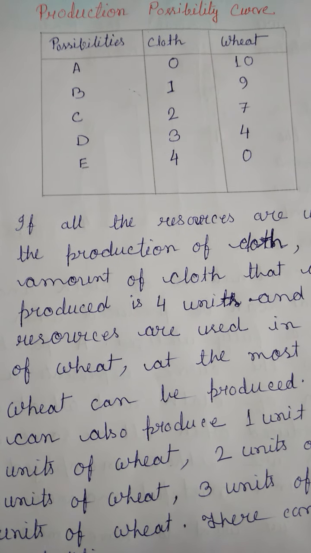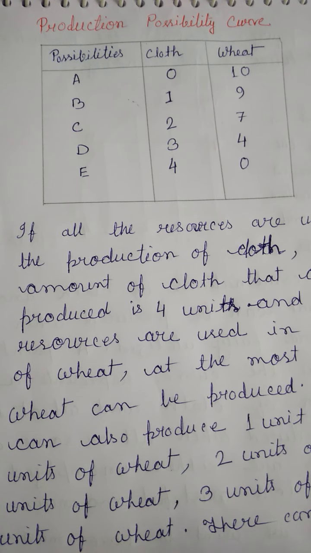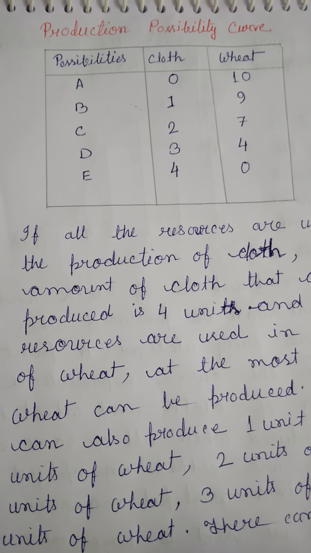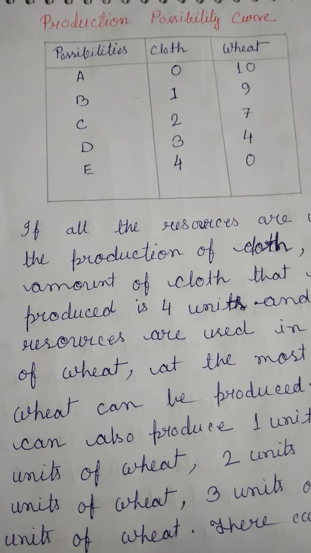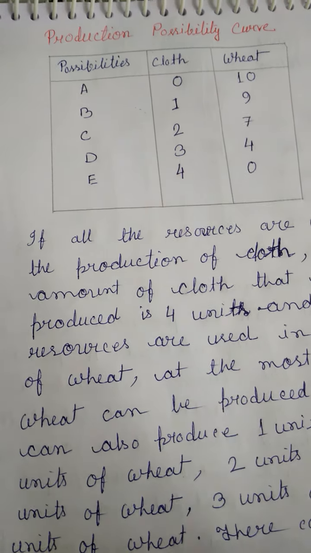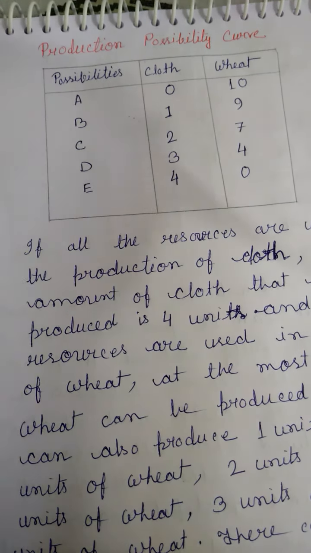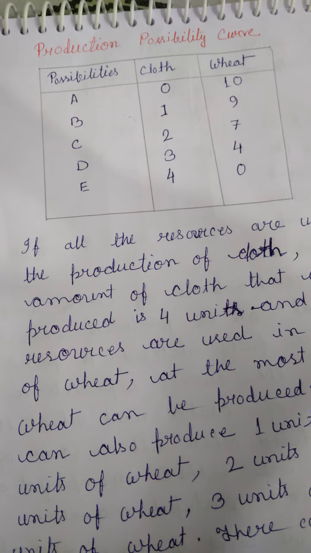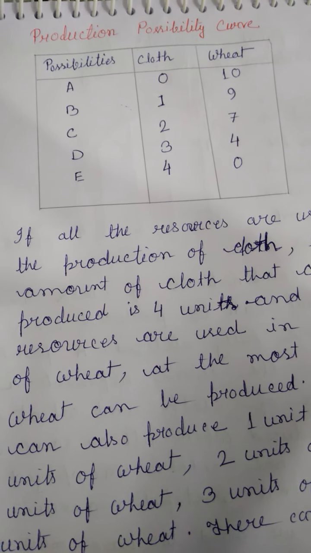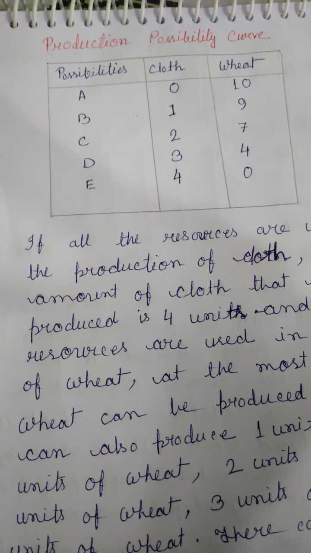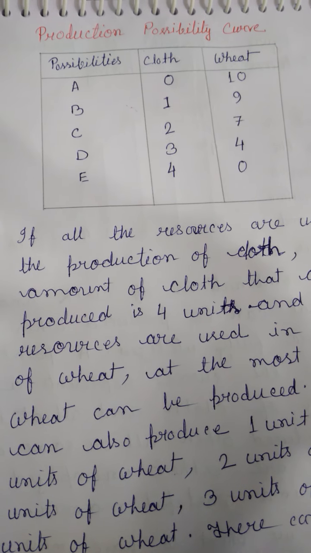Today I am going to explain what is production possibility curve. The collection of all possible combinations of goods and services that can be produced from a given amount of resources and technology is called the production possibility set of the economy. When this production possibility set is graphed, it is called production possibility frontier or production possibility curve.